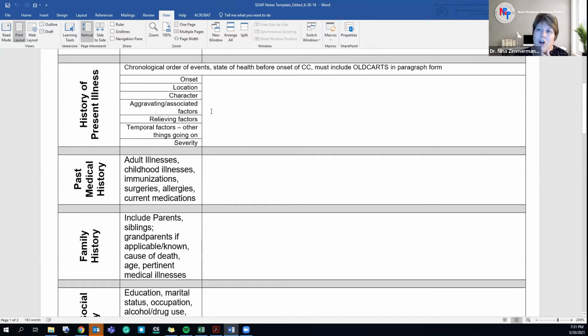O is for onset, L is for location, C is for character, A is for aggravating or associated factors, R is for relieving factors, and then T is for temporal factors, like other things that are going on, and then S is for severity.